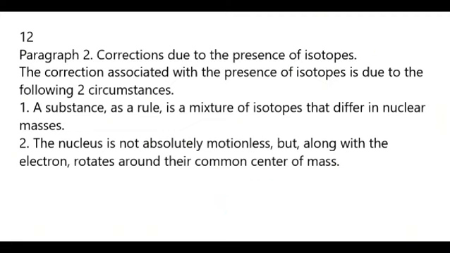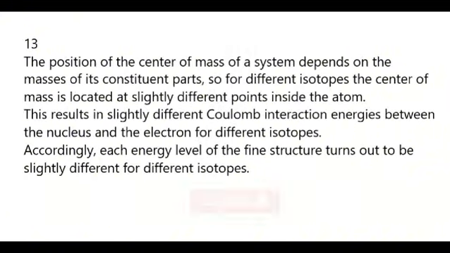The correction associated with the presence of isotopes is due to the following two circumstances. 1. A substance, as a rule, is a mixture of isotopes that differ in nuclear masses. 2. The nucleus is not absolutely motionless, but along with the electron, rotates around their common center of mass. The position of the center of mass of a system depends on the masses of its constituent parts. So for different isotopes, the center of mass is located at slightly different points inside the atom. This results in slightly different Coulomb interaction energies between the nucleus and the electron for different isotopes.